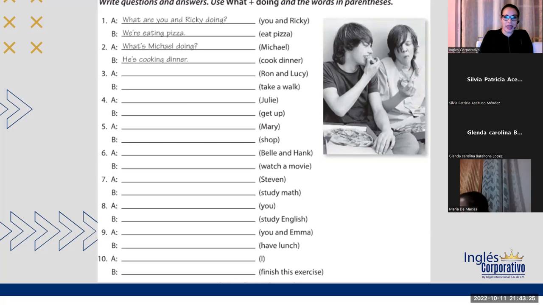Very good job. Now, number eight, volunteer for number eight. What are you doing? I am studying English. Thank you so much. Excellent. Number nine.